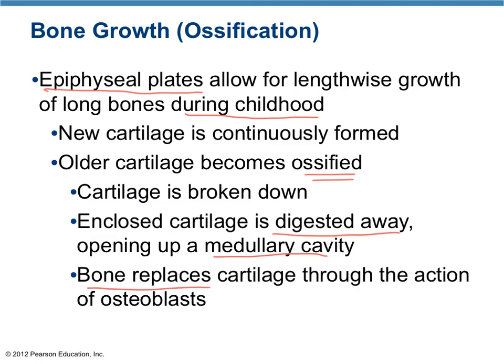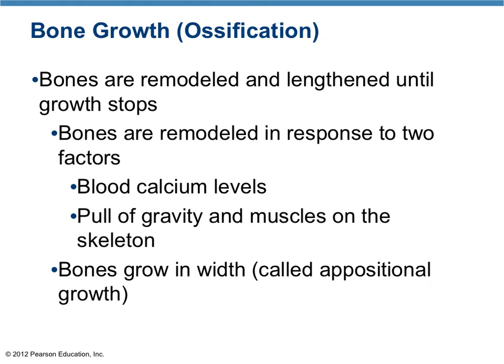Osteoblasts build bony matrix. While you're growing, bones are remodeled and lengthened, and that goes until growth stops, which is regulated by generally the endocrine system. Bones are remodeled in response to two different factors. So one of those is your blood calcium levels. That's why calcium is important in your diet. And the other reason bones are modified is the pull of gravity and your muscles on your skeleton.